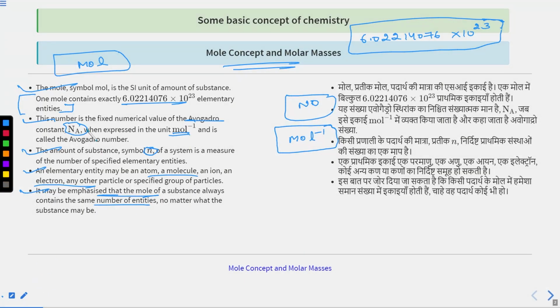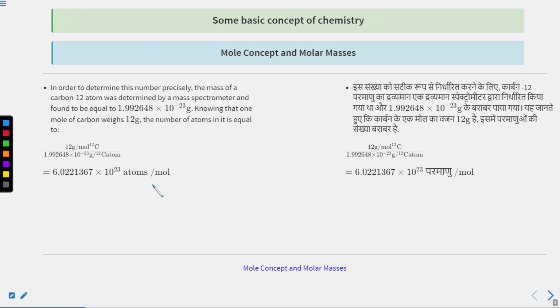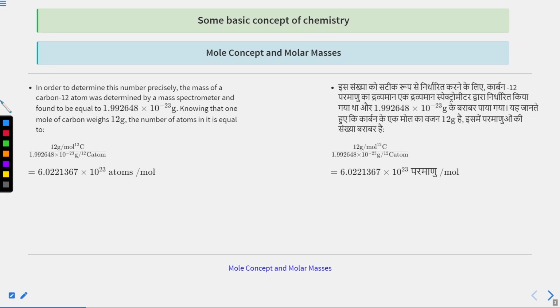So you can see here, repeating one more time, the symbol mol is for 1 mole, M-O-L-E, mole. And it is the SI unit of amount of substance. Right? So it is concluded that the mole of a substance always contains the same number of entities, which is 6.022 into 10 raised to the power 23, no matter what the substance may be. I hope this is clear. So let's understand this point.